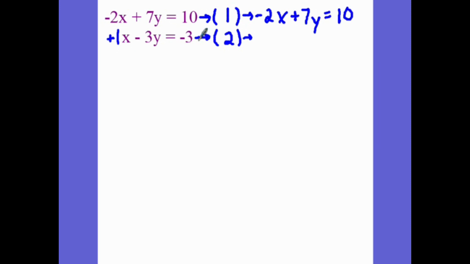Now, this bottom equation, I see some of you have already figured this out. The bottom equation, you will multiply all of those by 2. So 1x times 2 is going to be positive 2x. -3y times 2, -6y. -3 times 2, -6.